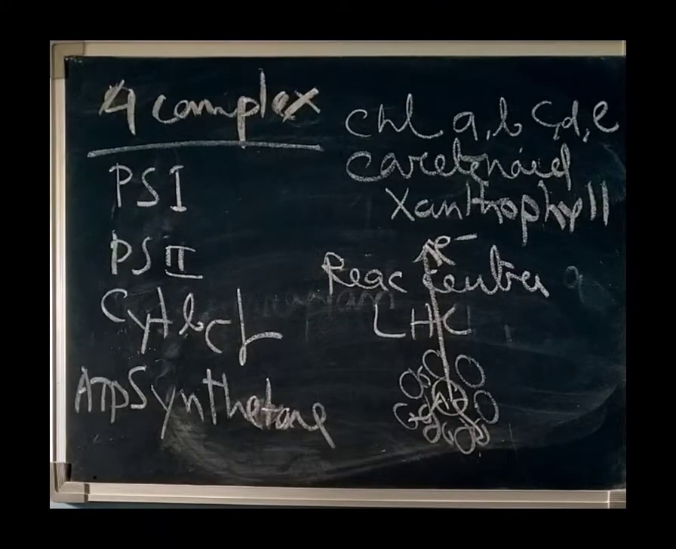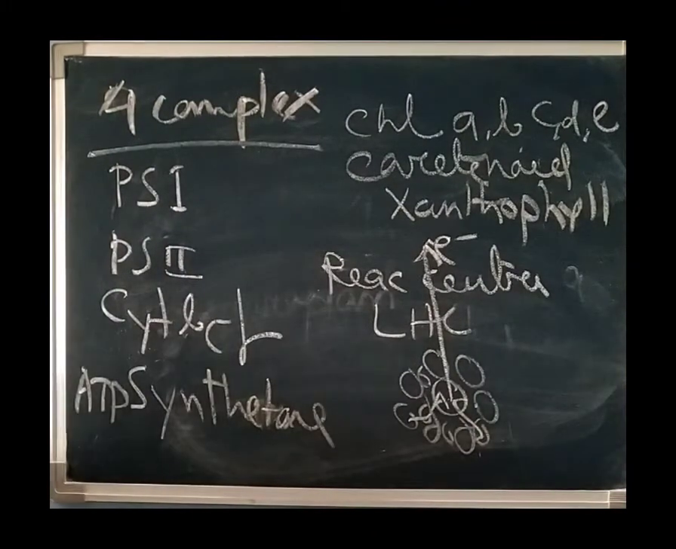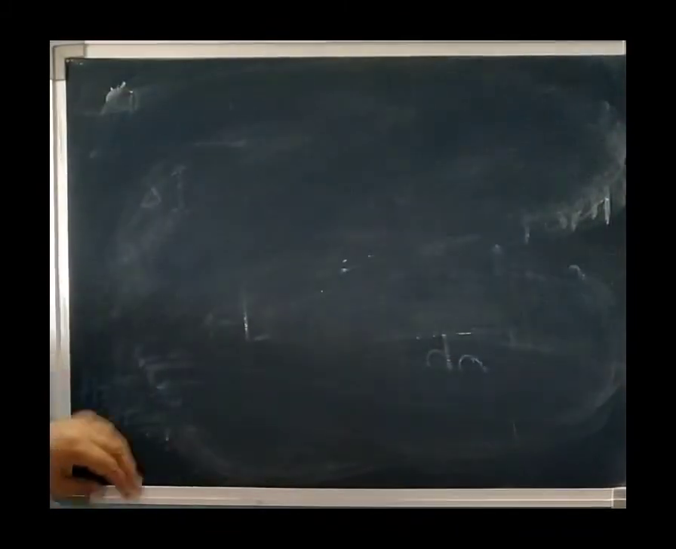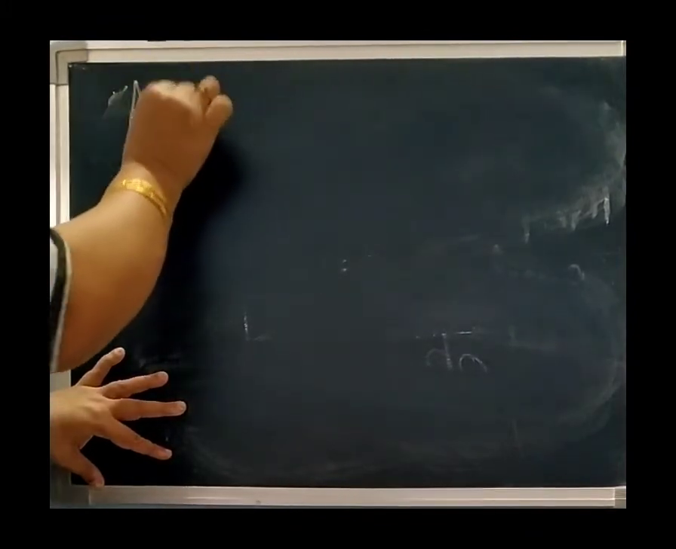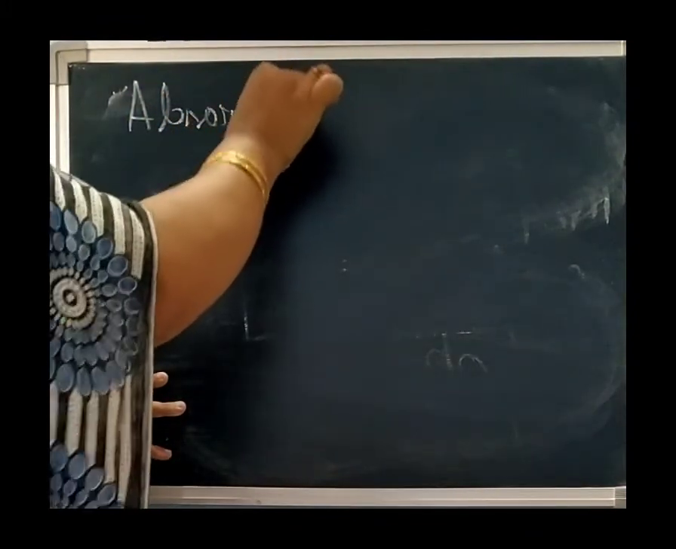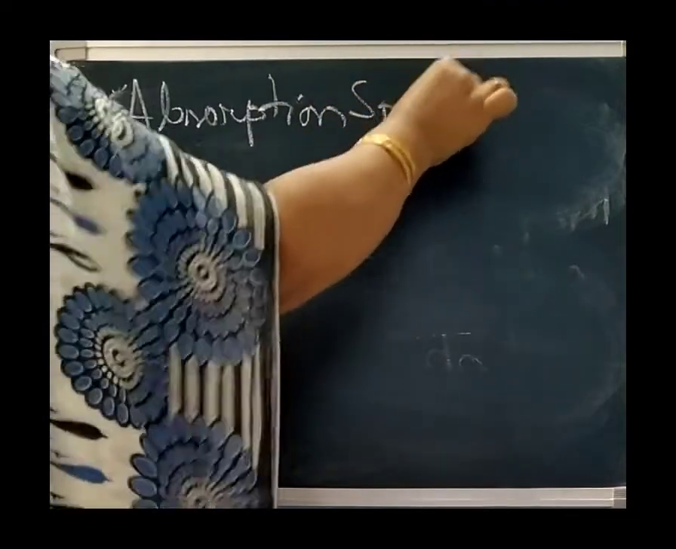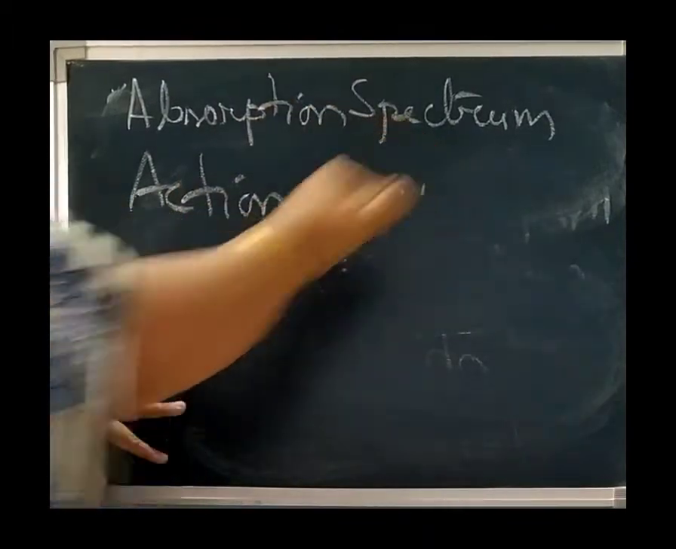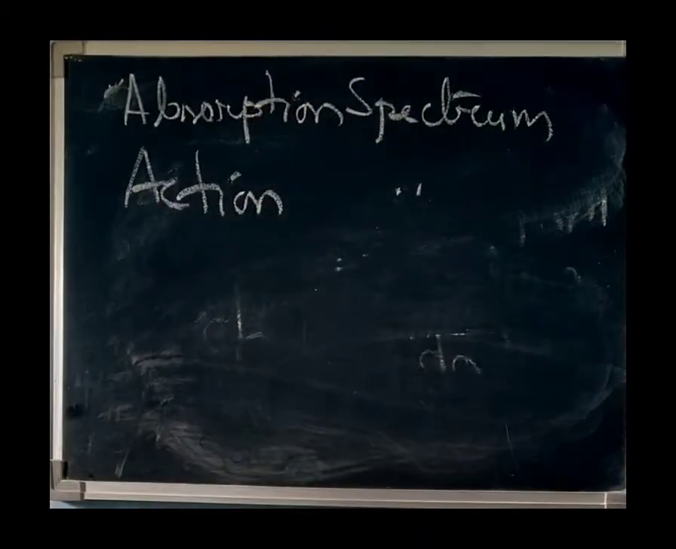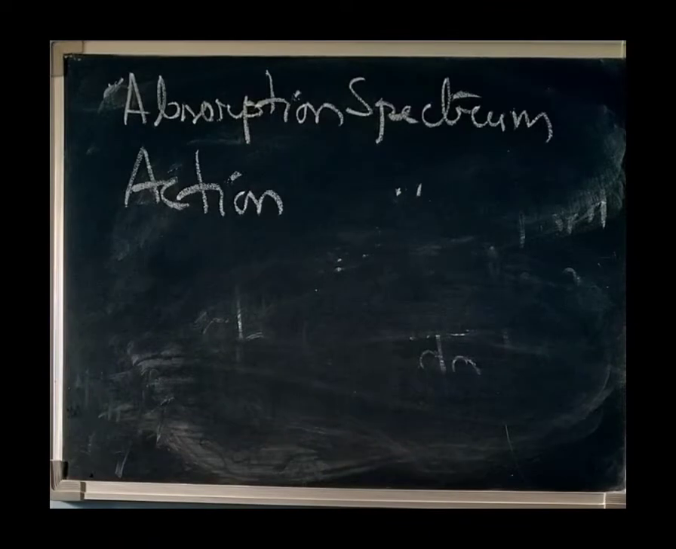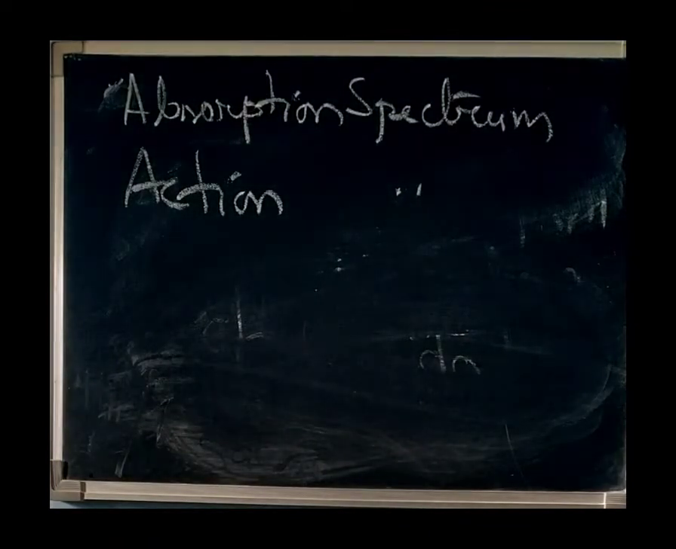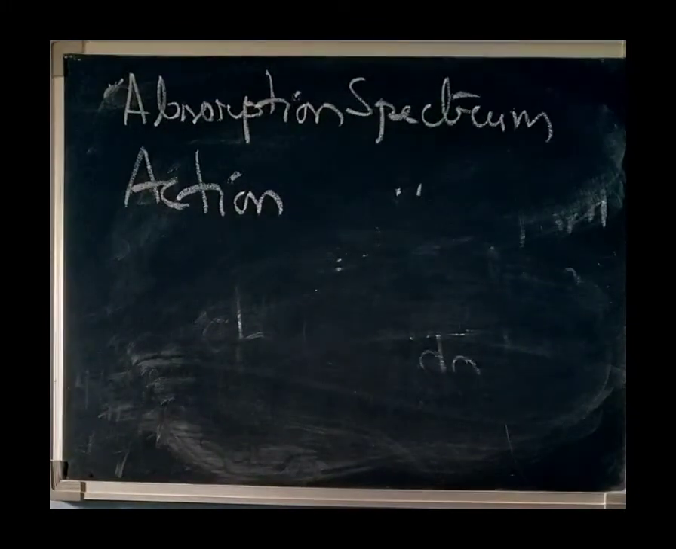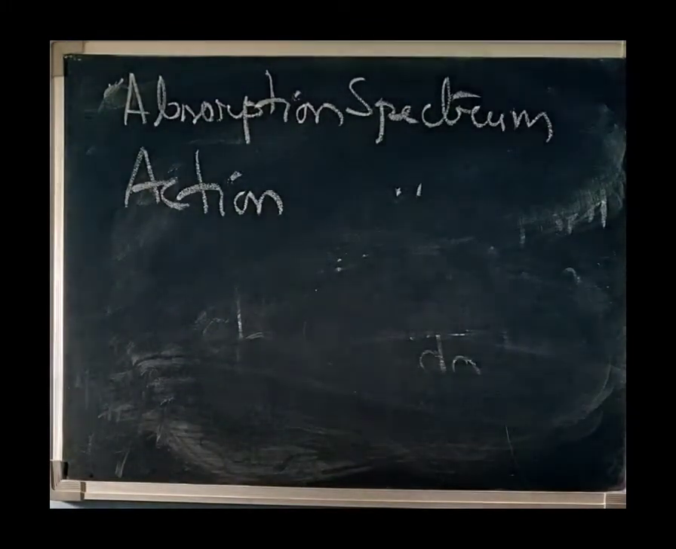Our next part of discussion is the action spectrum and absorption spectrum. Now the absorption spectrum is the curve showing the amount of energy at different wavelengths of light absorbed by a substance, and that is measured with the help of a spectrophotometer.